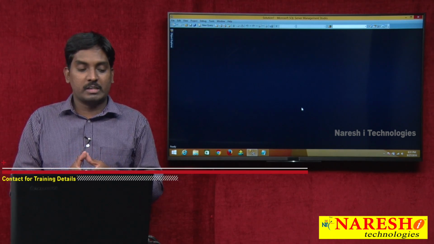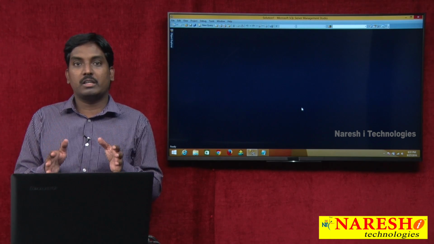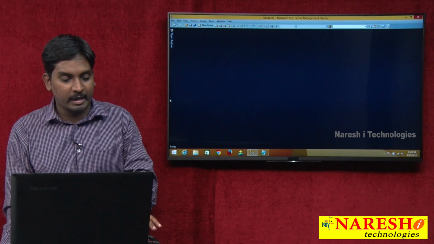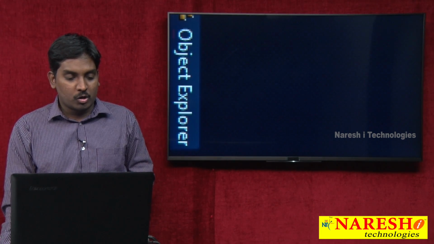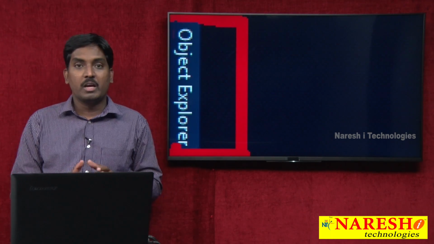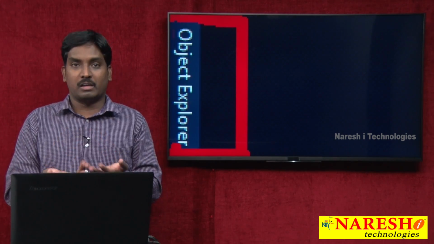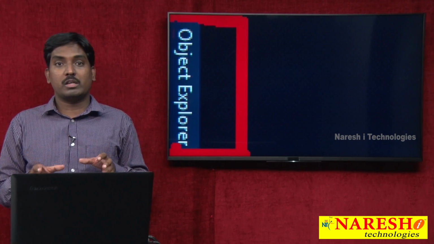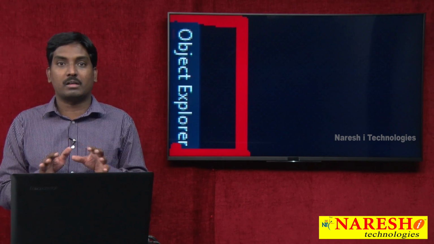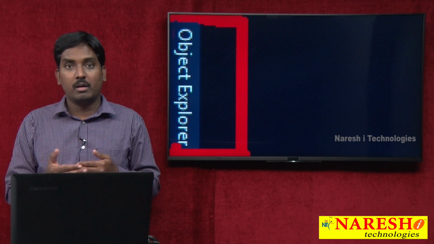Now if you want to use GUI facilities, they are provided by one window in this server, which we call the Object Explorer. The main responsibility of this window is to provide GUI facilities. That means whenever the user wants to perform GUI operations without writing a query or statement or command, I can use this Object Explorer window to perform my operations.